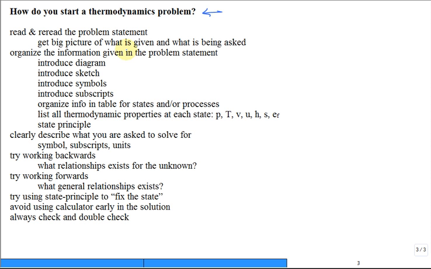Get the big picture of what is given, what type of thing is being asked for. Organize the information given in the problem statement. If you don't know what to do, just start cleaning up.